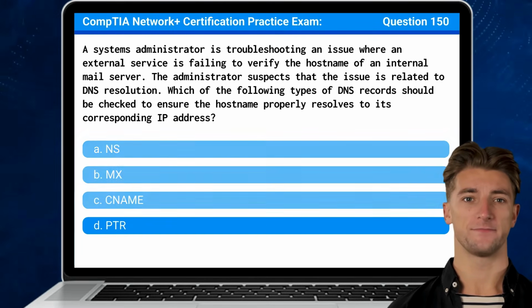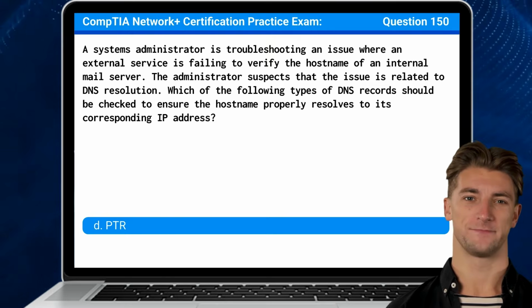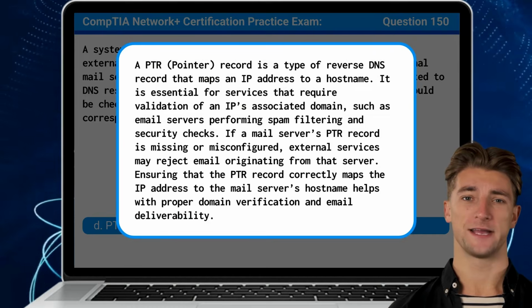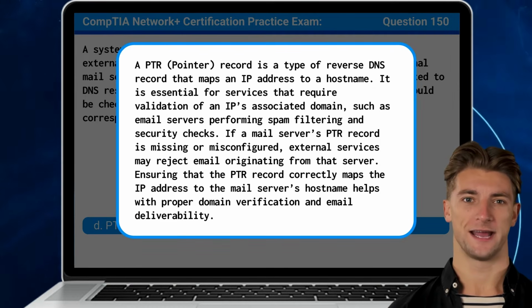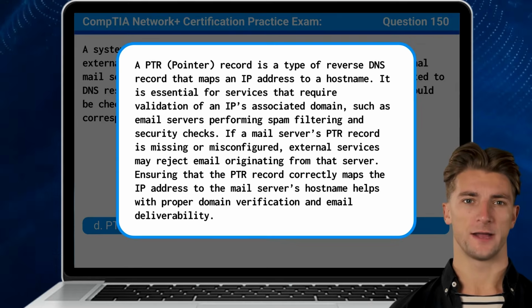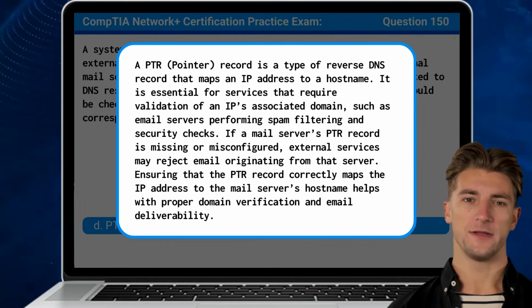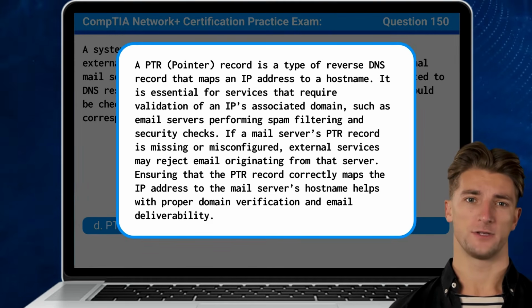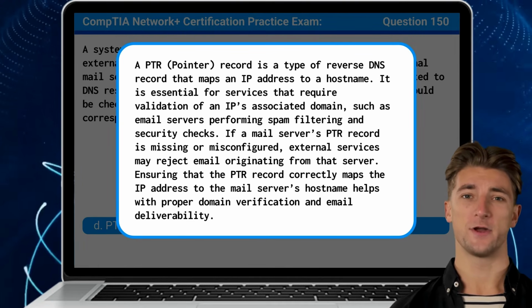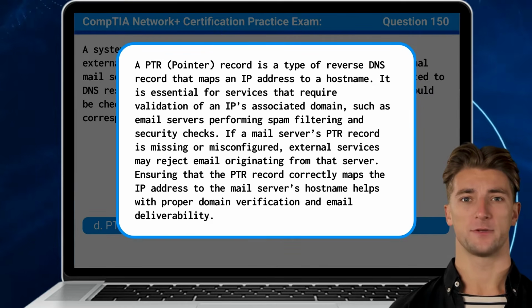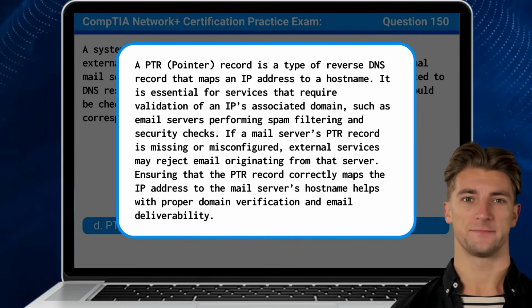The answer is D. PTR. A PTR, or pointer record, is a type of reverse DNS record that maps an IP address to a hostname. It is essential for services that require validation of an IP's associated domain, such as email servers performing spam filtering and security checks. If a mail server's PTR record is missing or misconfigured, external services may reject email originating from that server. Ensuring that the PTR record correctly maps the IP address to the mail server's hostname helps proper domain verification and email deliverability.